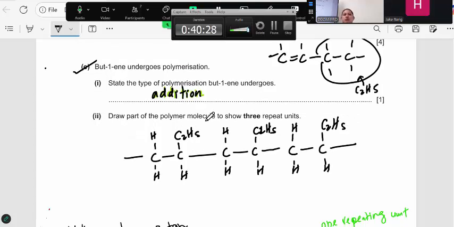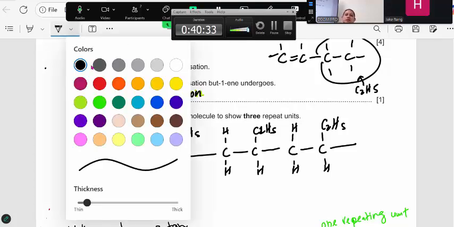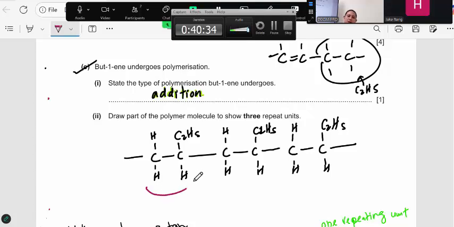Okay, I want you to draw. So this is how many repeating units? 3, 1, 2, 3 repeating. And the ends you must continue like that. You cannot end it. So this is a polymer, it's a plastic. This is how we make plastics. This is polybut-1-ene. I want you to draw polybut-2-ene. Polybut-2-ene. Okay.